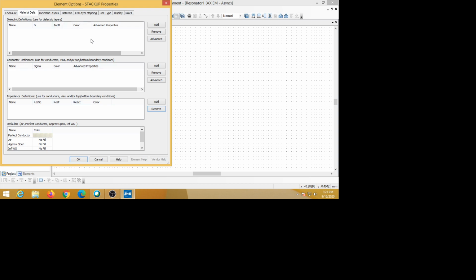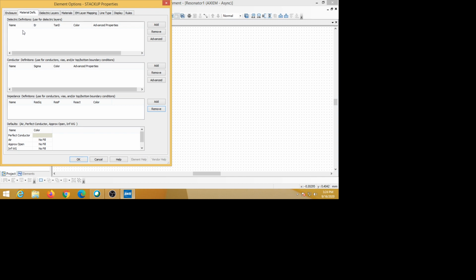Okay, so first we have to clear the window where we are defining our material. Now we have to define our material properties, whichever we are using. First, we are using two types of materials in our structure. One is the dielectric material, another is the conductor material.